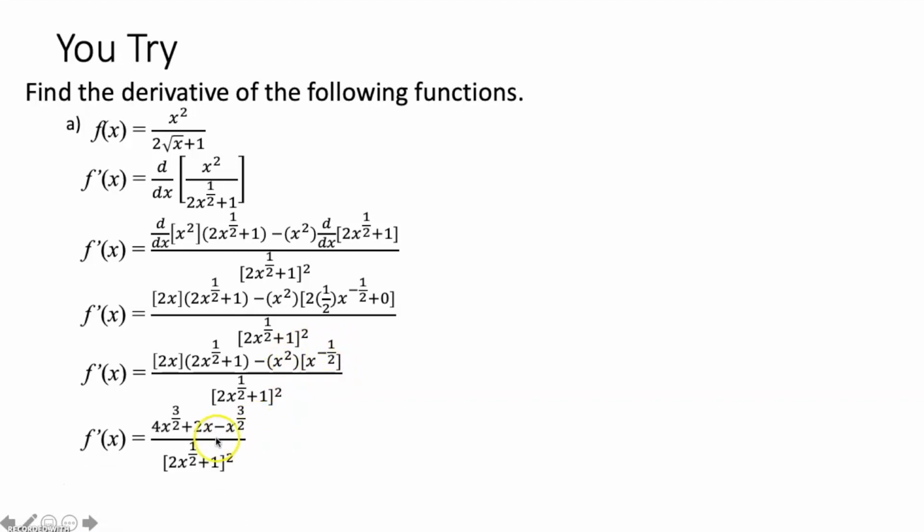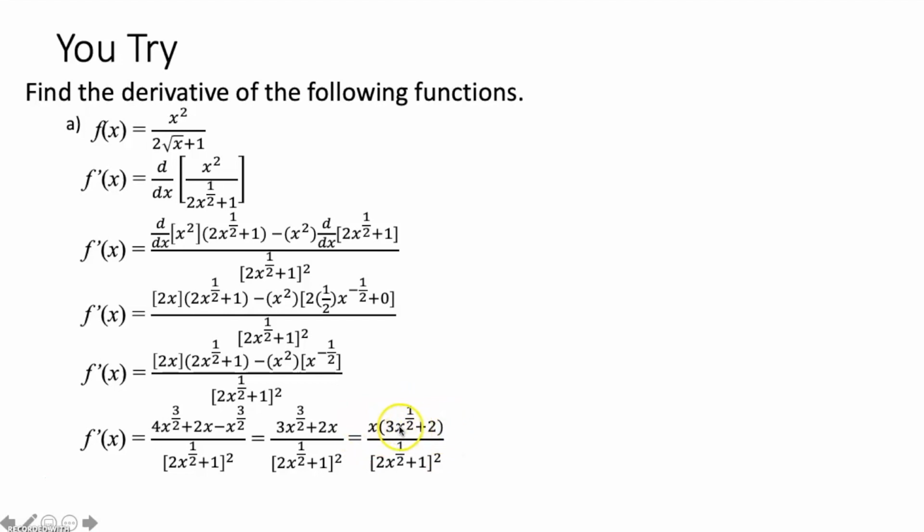Now, can we combine anything? Yeah, these are like terms. They have the same variable with the same degree. So 4x to the 3/2 minus x to the 3/2 gives you 3x to the 3/2. Now, I'd be okay if you left your answer like this, but if you want to simplify it a little bit further, each term in the numerator has an x that you can factor out, and if you factor out an x from x to the 3/2 power, you just subtract 1 from that, you get x to the 1/2 power. So it looks something like this: x times the quantity 3x to the 1/2 plus 2.